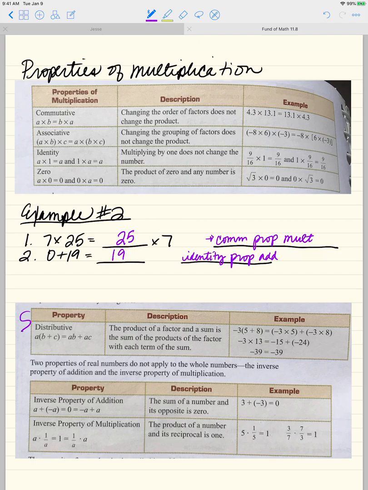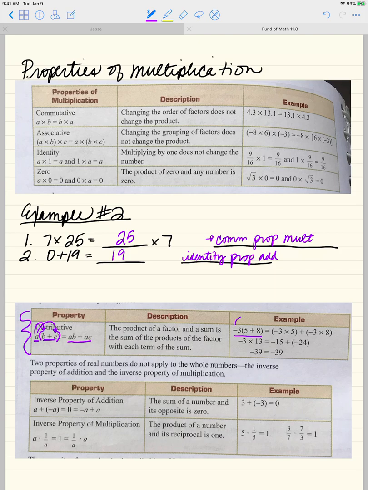The first one is the distributive property, and that means if I am multiplying A times the sum of two addends, so A times the sum of B plus C, that is the same as multiplying A times B and adding that to A times C. And I like to indicate that like this. We take that number that's on the outside of the parentheses and we multiply it by both the first addend and the second addend, and we add them together. So the product of a factor and a sum is the sum of the products of the factor with each term of the sum. So here we have -3 times the sum of 5 plus 8.